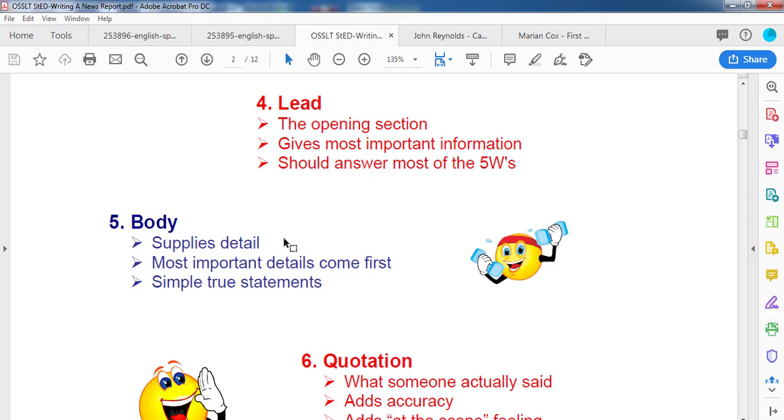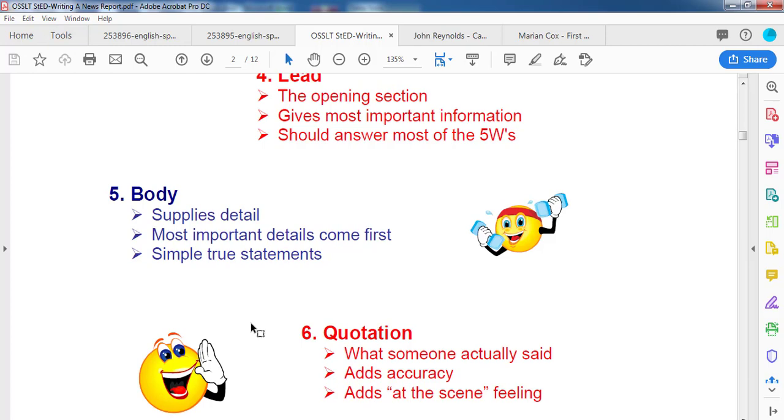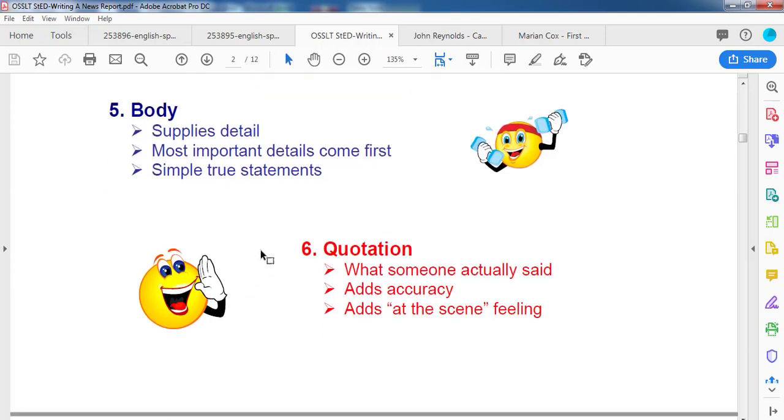Then details. The body comes supplying details, supporting details, explanation. Most important details, you have to place them in the beginning. Then you have to give simple true statements, because you are telling a story which is very direct and very real. Okay, this is something relating to reality, something you are telling or reporting about what happened. No need to be fiction here. Okay, try to be real.